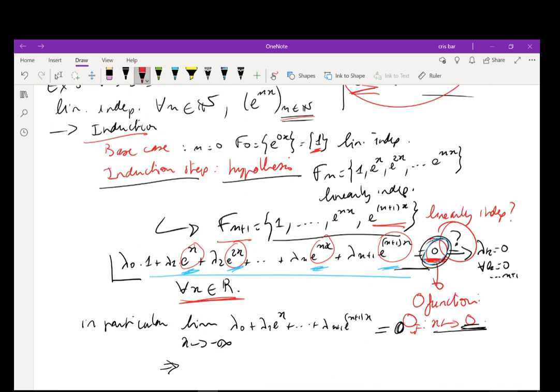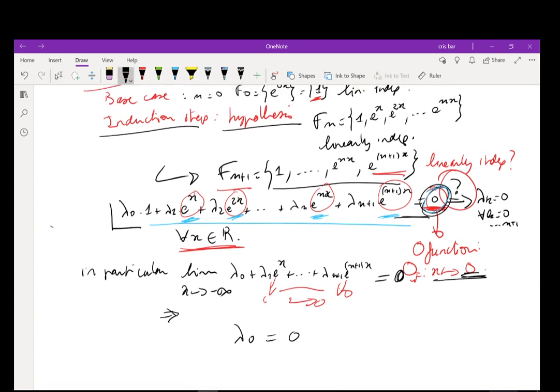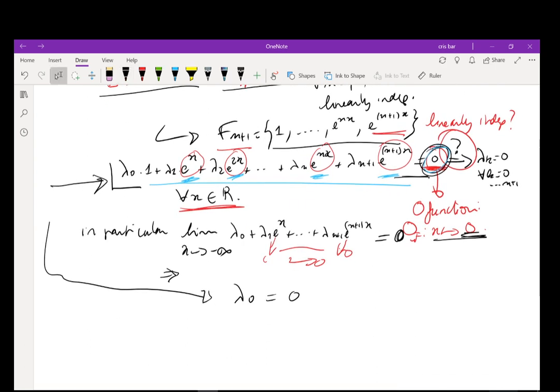all these exponentials go to 0, that goes to 0, and so on. All that goes to 0. And what's left then is only lambda 0. And so I get a first information that lambda 0 is equal to 0. So let's sum up. If this is true, then first thing, it means that lambda 0 is equal to 0. I still have to show that all the other lambdas are equal to 0. But let's see what we can do. So lambda 0 is equal to 0.